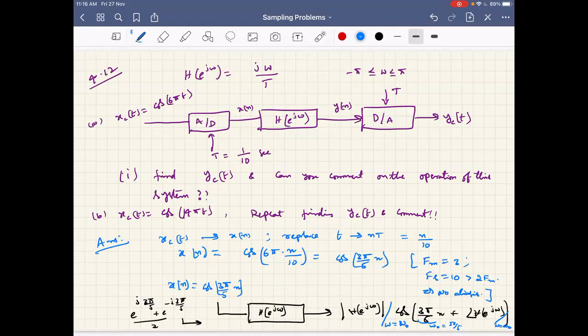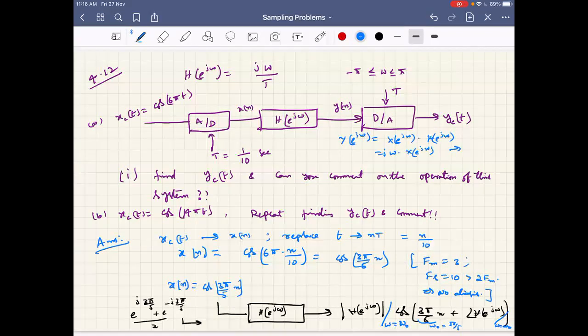Y of e power j omega is equal to X of e power j omega into H of e power j omega. So here omega into something, X of e power j omega term will come. Where do you get omega into X of e power j omega? In differentiation. Yes, in differentiation you will get. So this is roughly a discrete differentiator for X of e power j omega, that means a discrete differentiator for x of n.